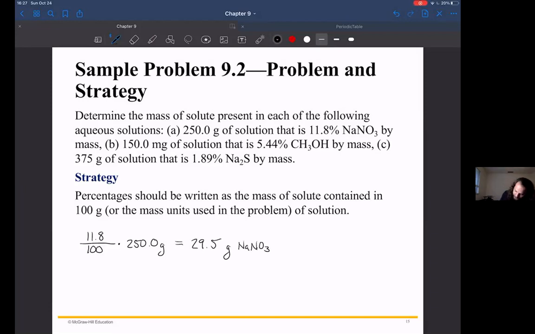I'm going to do B as well. So here we have 150.0 milligrams of solution. That is 5.44% methanol by mass. So 5.44 divided by 100 times the 150.0. Now my units are milligrams, so make sure to pay attention to your units. I punch this into my calculator, I get 8.16. And again, these are units of milligrams methanol.